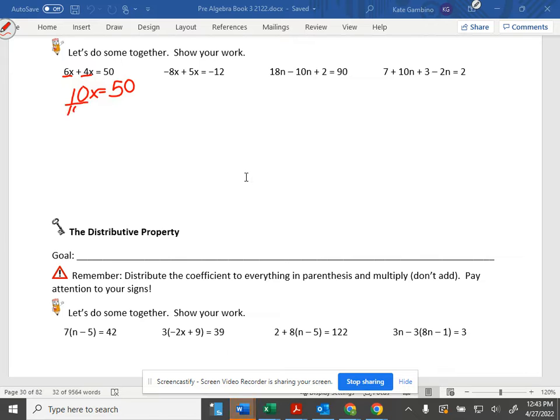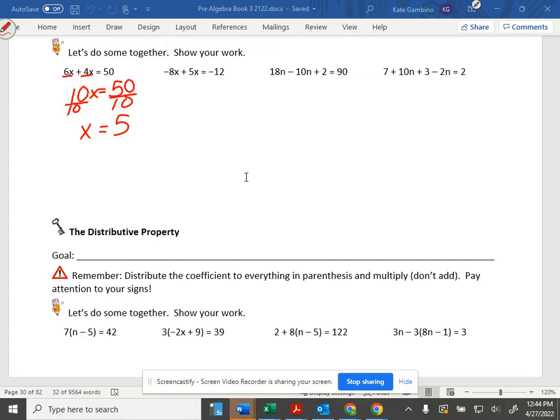I'm going to divide by the 10 because I'm going on the other side of the equal sign. So I'm doing the opposite operation. 10 times x, the opposite of it is divide. So I want to divide both sides by my 10. So 10 divided by 10 is 1x. 50 divided by 10 is 5. Okay, we've done stuff like this before.